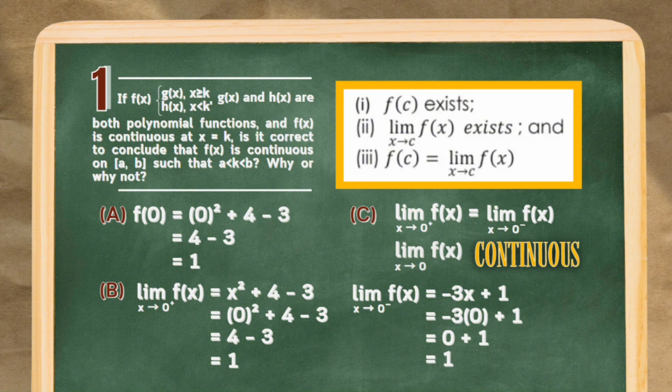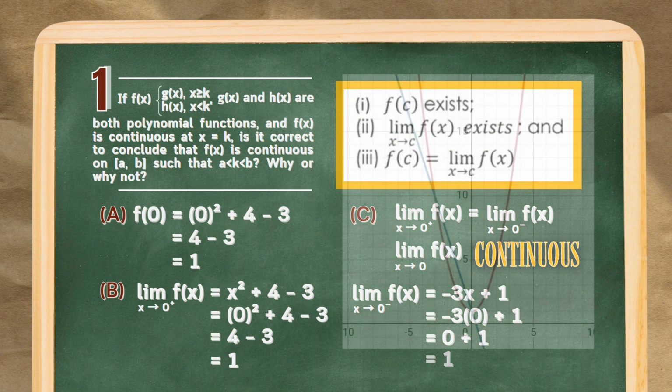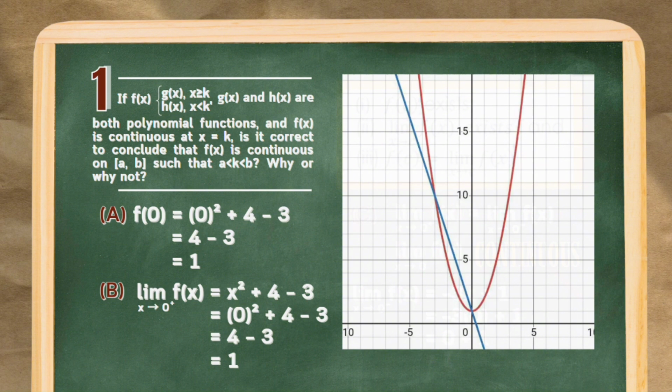We can now conclude that f of x is continuous on (a, b) such that k is greater than a but less than b, since x equals k, which is 0, is continuous and the h of x and g of x intersected with it. Therefore, it is also continuous on its closed interval. If ilalagay natin yung mismong polynomial function sa graph, we can see na wala siyang holes or laktaw, so it is considered na continuous.